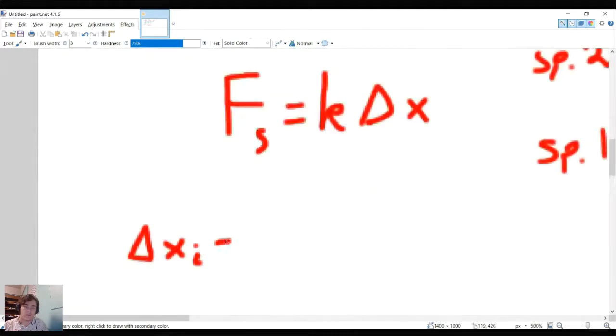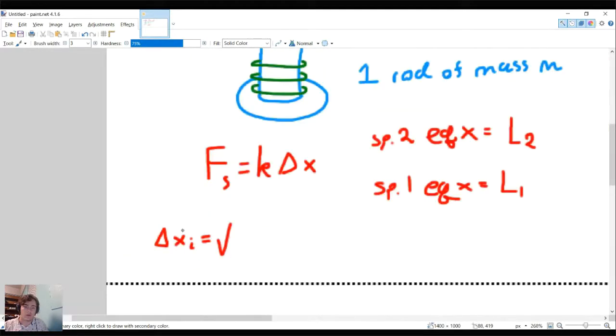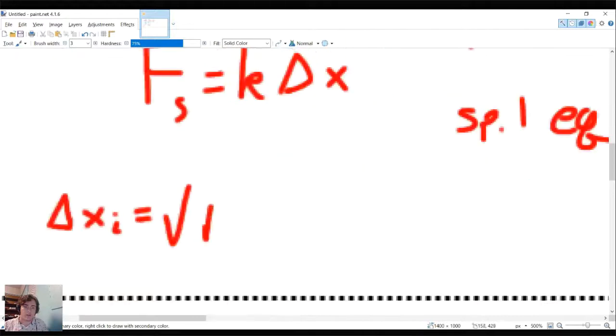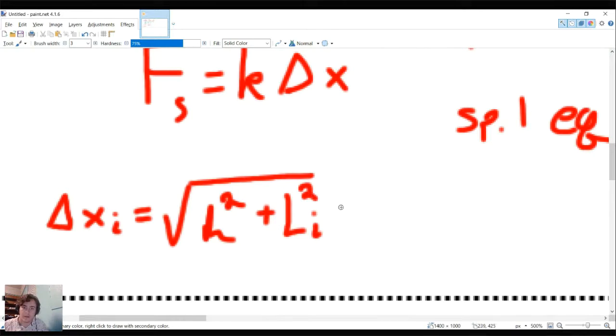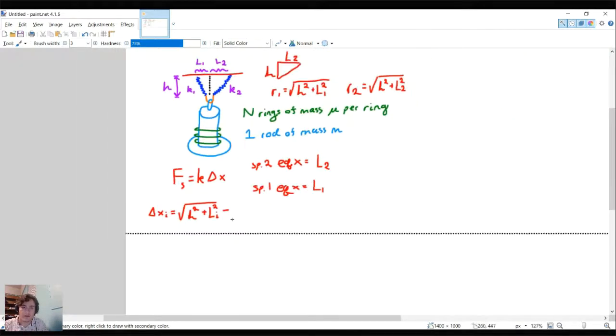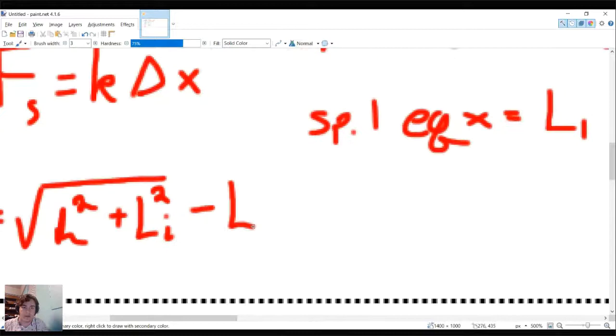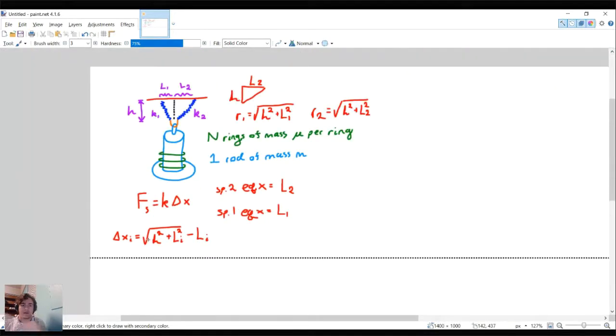So this is going to be equal to the square root of h squared. That's hilarious, actually, that I just wrote h bar. I'm in an intro quantum class, and h bar is a very common constant, so that's really funny that I instinctively wrote that down. Minus Li, based off of the final distance the spring is stretched, minus the equilibrium position of the spring.